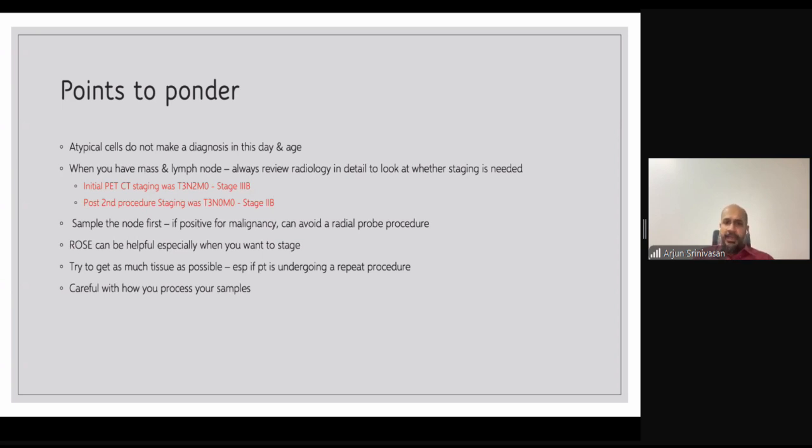ROSE can be helpful. Again, in this case, ROSE of the TBNA from the middle lobe lesion, which was positive for malignancy, as well as ROSE from the nodes, which were negative for malignancy, helped us appropriately triage the samples that we took. You have to try and get as much tissue as possible, and that is the reason why we went ahead and did everything in this case, because this patient was undergoing a repeat procedure.